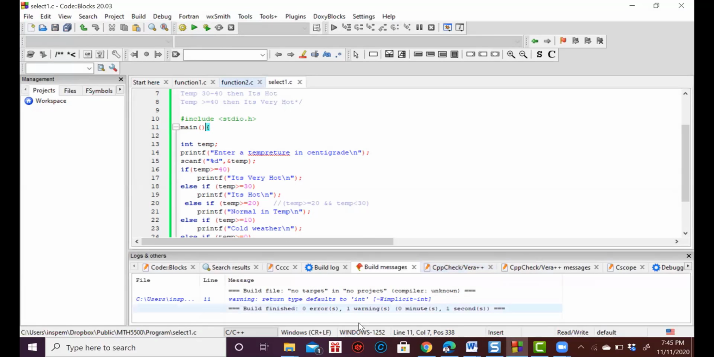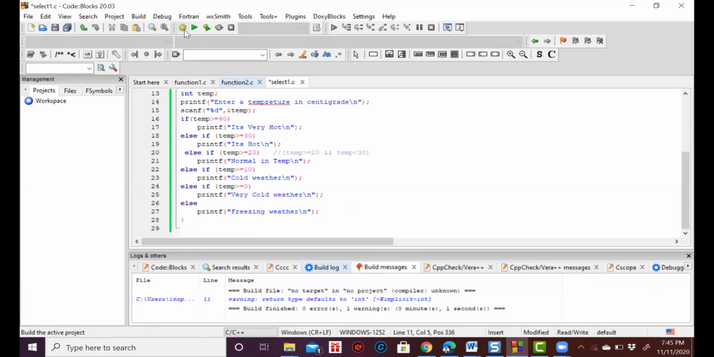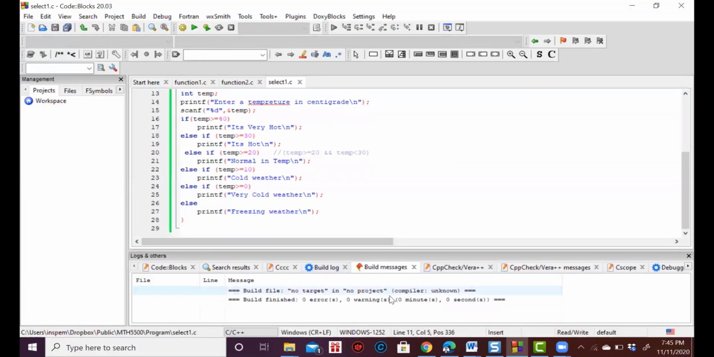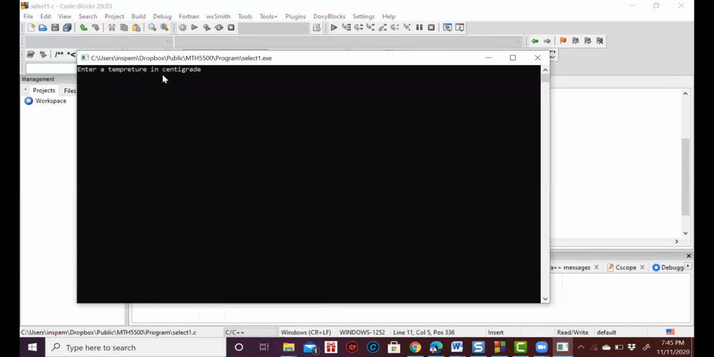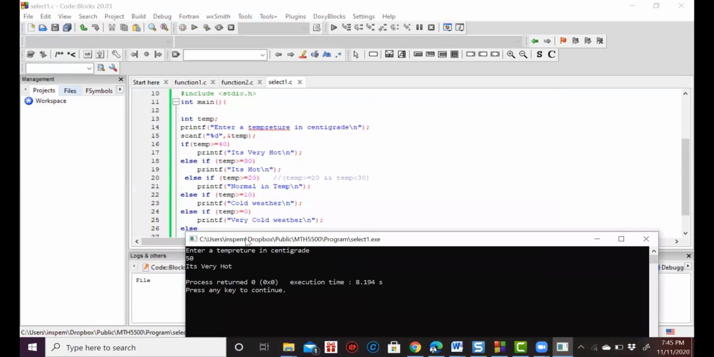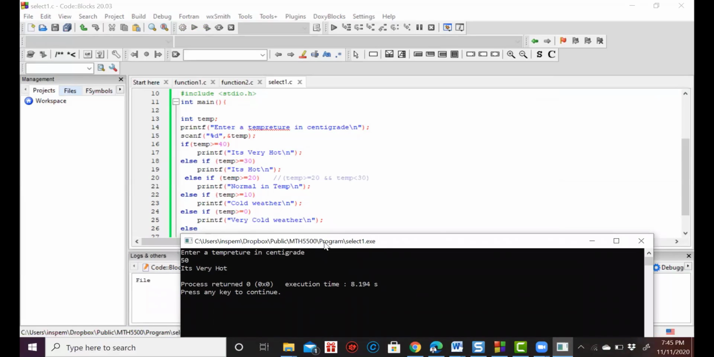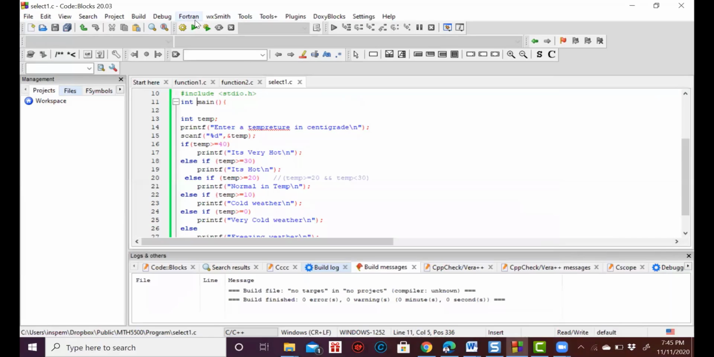Okay, now good. Now this one is integer. I think we put it here in front. int doesn't matter. So in one line, this one line. Okay, we run. And then what happened? And then we run. Enter temperature in centigrade. Then, for example, we enter 50. It is very hot. Okay, we close and then we run again.